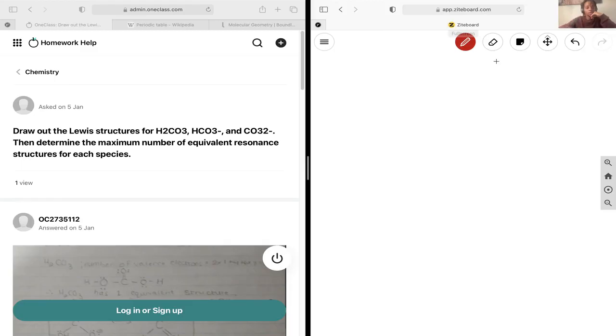Okay, next up we would like to draw out some Lewis structures. So we start with H2CO3. As usual, count our valence electrons. We'll have 2 by 1 because of the hydrogen, plus 1 by 4, plus 3 by 6. And this is going to give us 24 electrons.